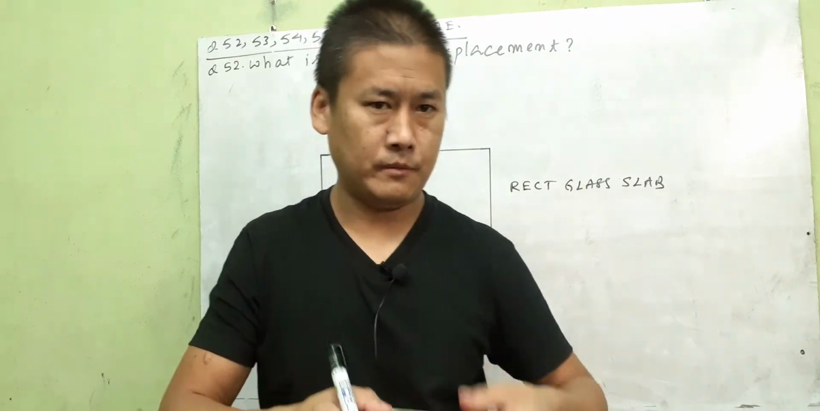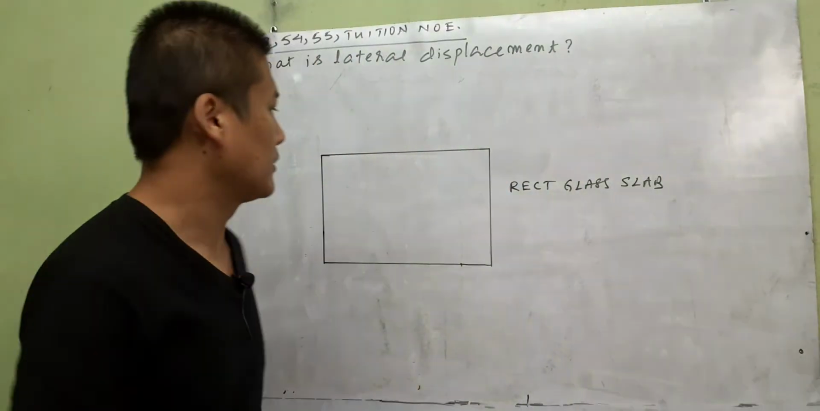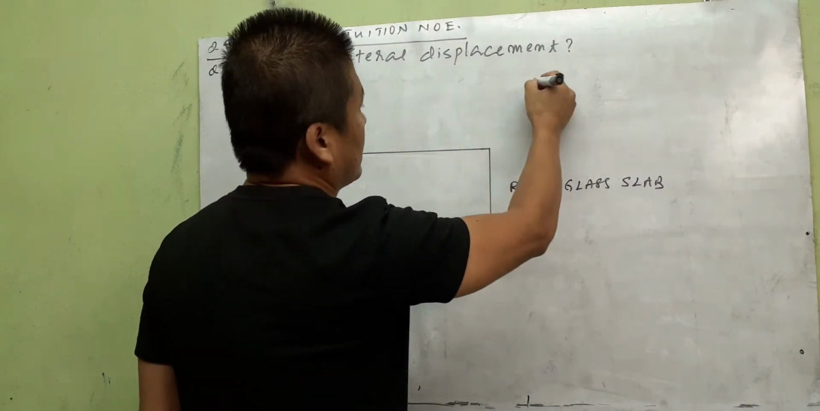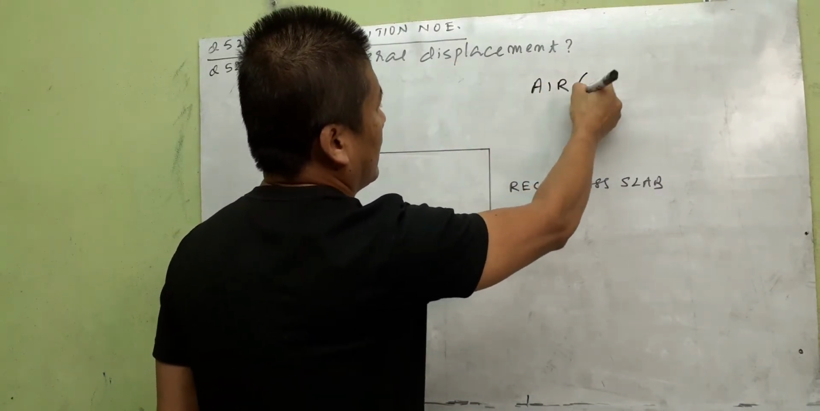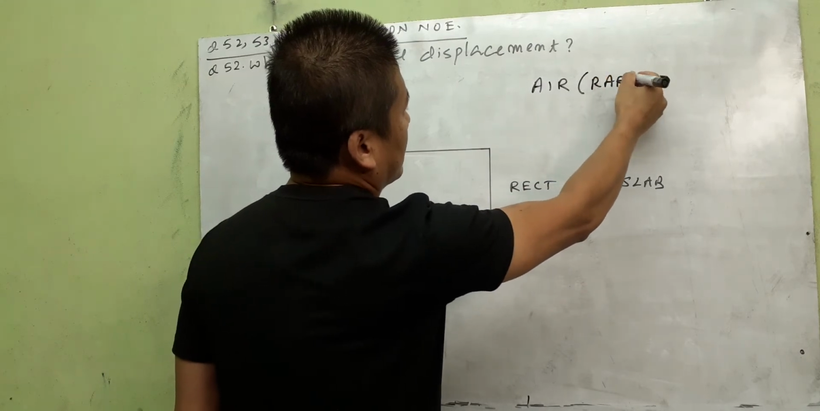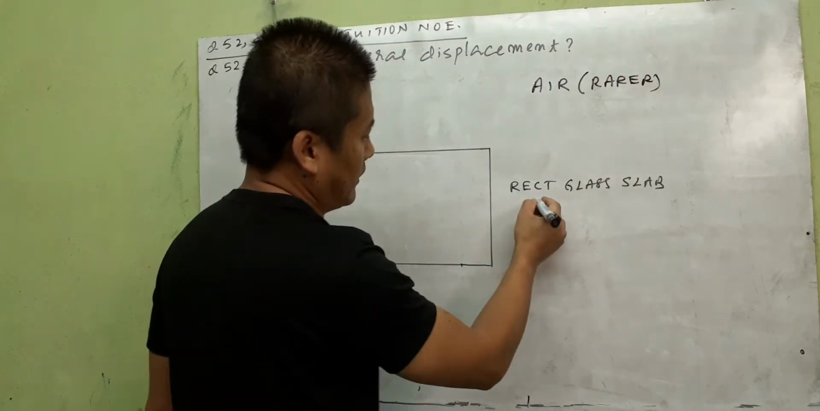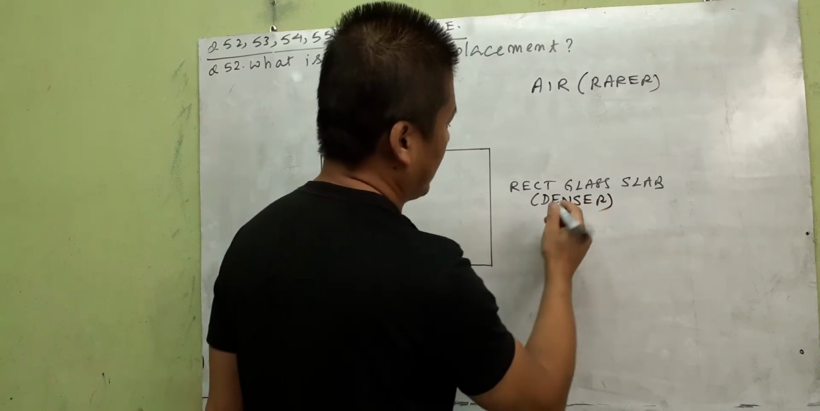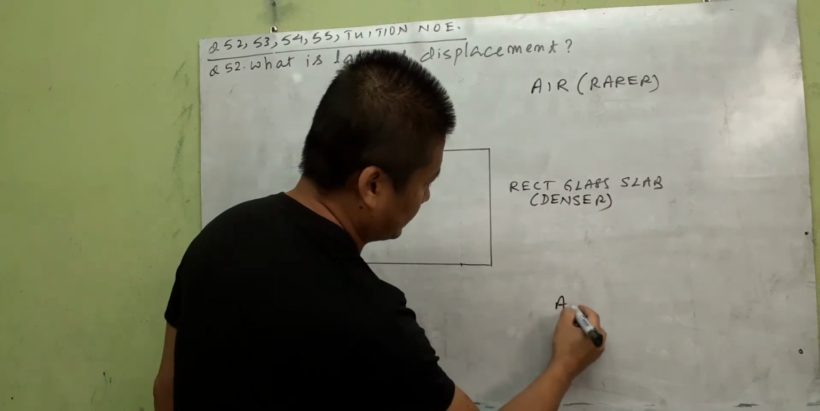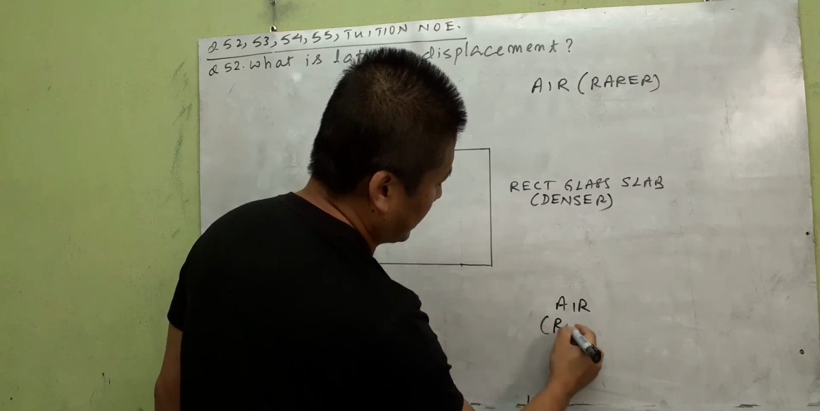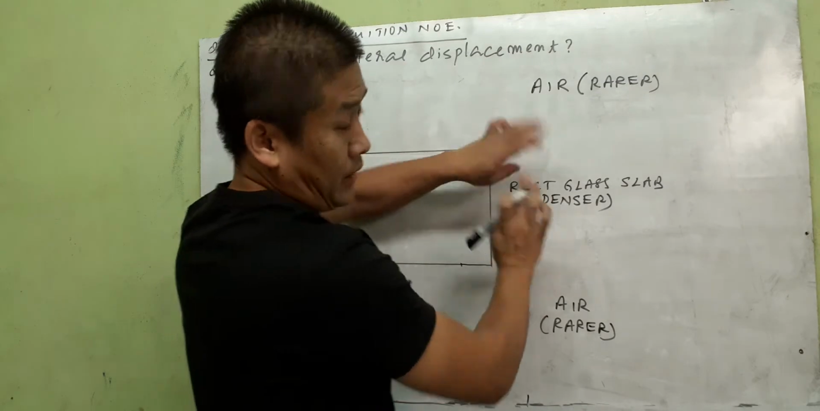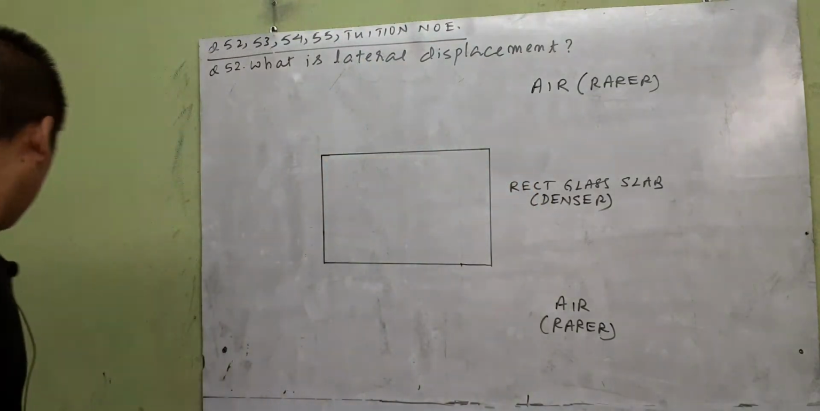A thick, transparent glass piece. Above its surface is nothing but air. So air will be rarer, we know that, and glass will be denser. Compared to air, glass is denser. Below it is again air, which is rarer than glass. Then you pass a light ray.